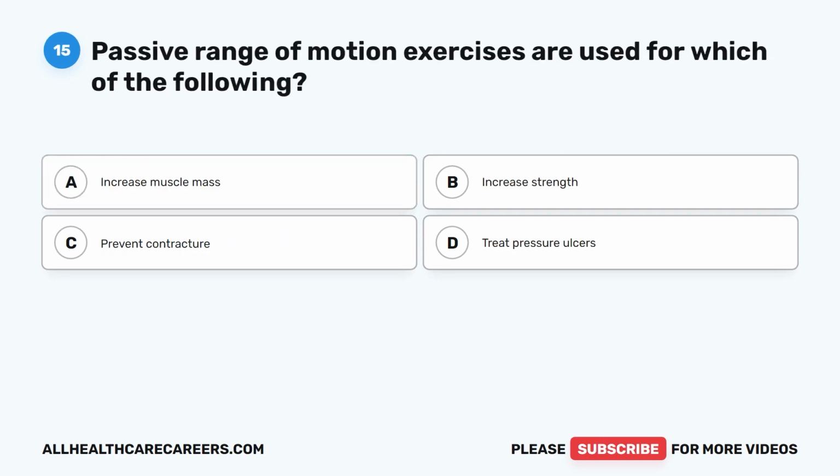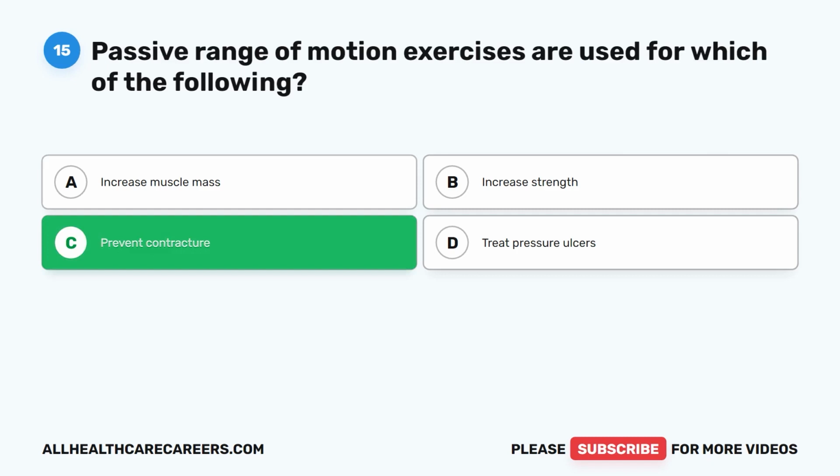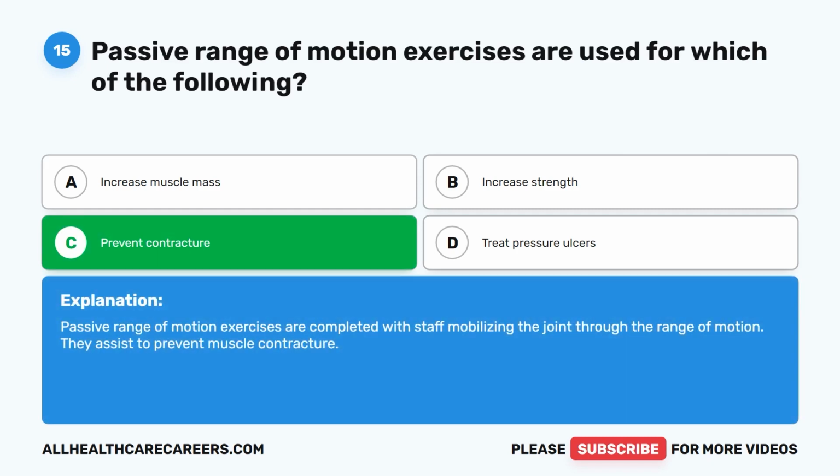Question 15. Passive range of motion exercises are used for which of the following? A. Increase muscle mass. B. Increase strength. C. Prevent contracture. D. Treat pressure ulcers. The correct answer is C. Prevent contracture. Passive range of motion exercises are completed with staff mobilizing the joint through the range of motion. They assist to prevent muscle contracture.